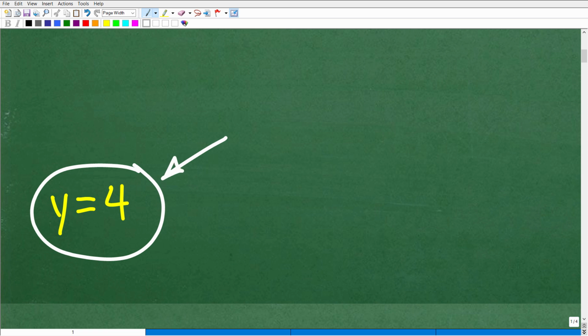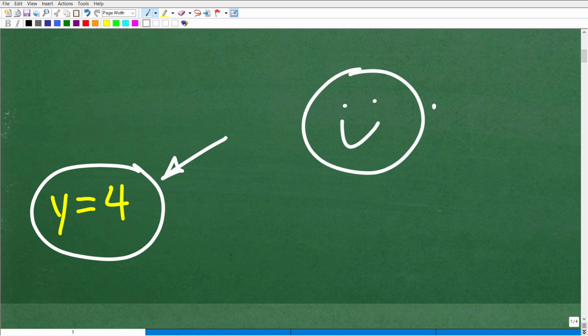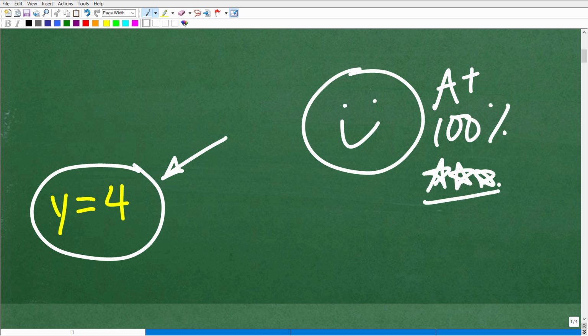And if you got this right, that is fantastic. Matter of fact, let's go and celebrate by giving you a nice little happy face, an A plus, a 100%, and multiple stars. You can tell your friends and family that indeed you understand the difference between the equations of lines when they are horizontal, vertical, and sloped, angled lines.